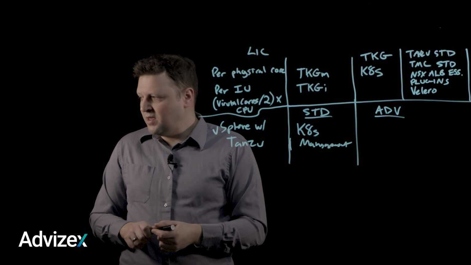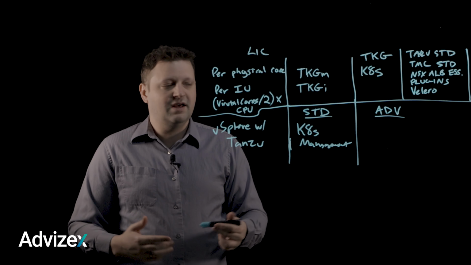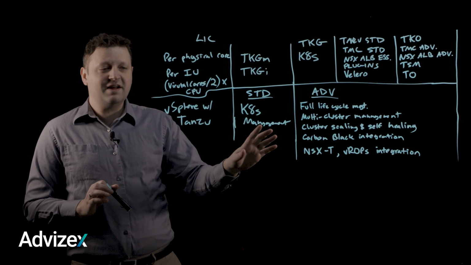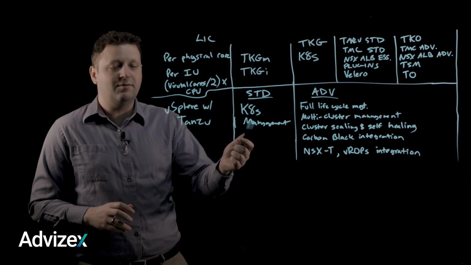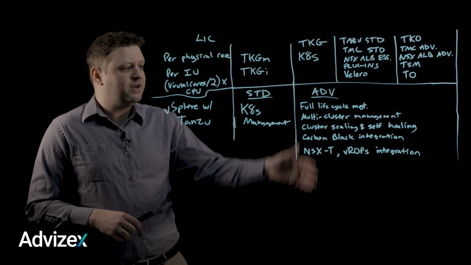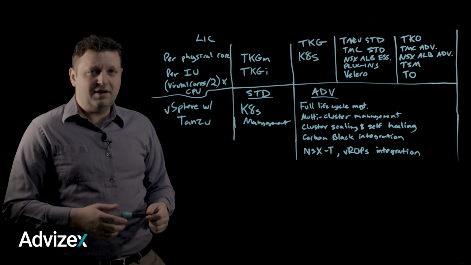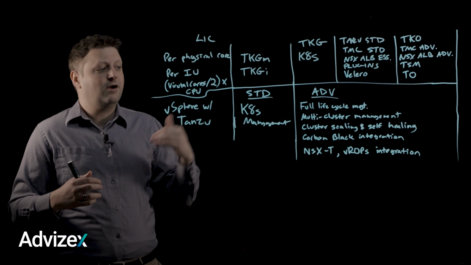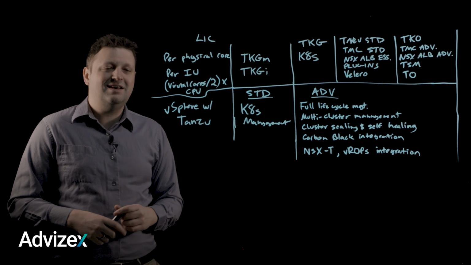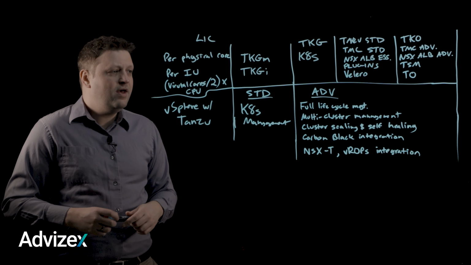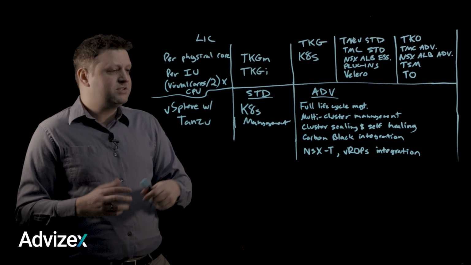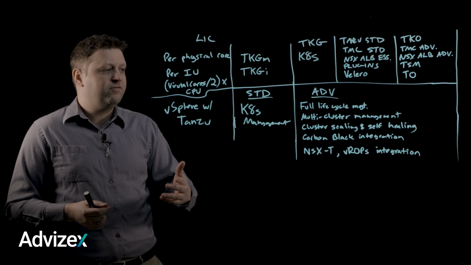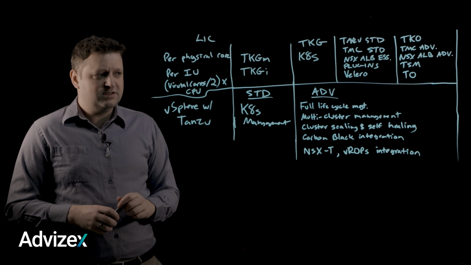With advanced, there are a couple more things that get added in, and watch this magic trick. With advanced, we get a lot more functionality than with standard for vSphere with Tanzu. We get full lifecycle management, the ability to manage multiple clusters. We get cluster scaling and self-healing. We get Carbon Black integration, NSX-T, and vROps integration as well. And we can see that with vSphere with Tanzu, the advanced edition gives you more integration with that VMware portfolio and more management capabilities as well.